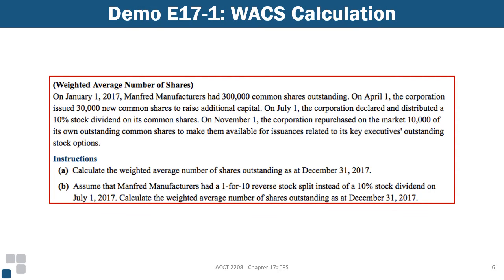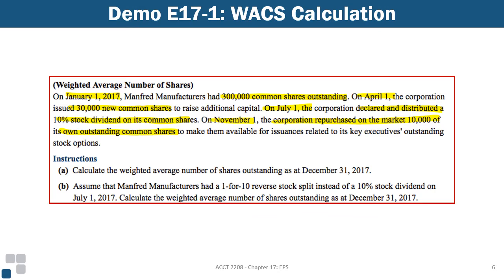All right, so now let's get down to it with some demonstration problems. Let's look at E17.1, Manfred Manufacturers. On January 1st, 2017, the company had 300,000 common shares outstanding. On April 1st, they issued 30,000 common shares to raise more capital. On July 1st, they declared and distributed a 10% stock dividend. Then on November 1st, the company repurchased 10,000 of its own common shares to make them available for issuances. So those are the most important items.